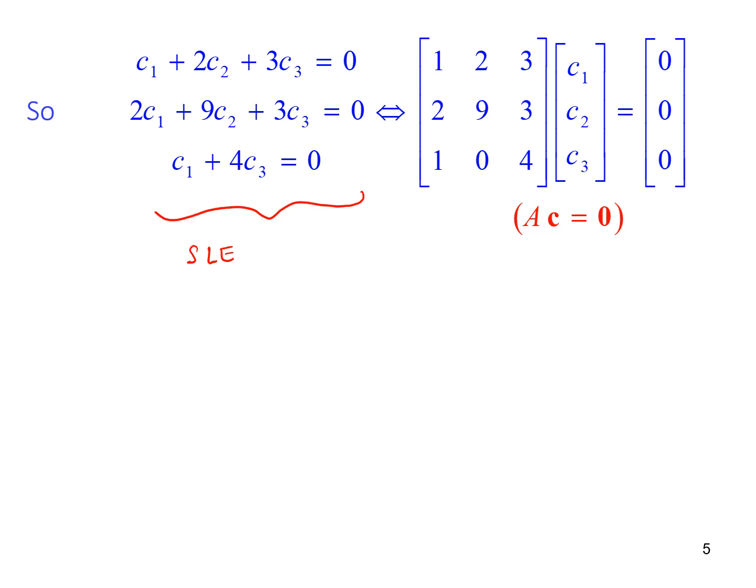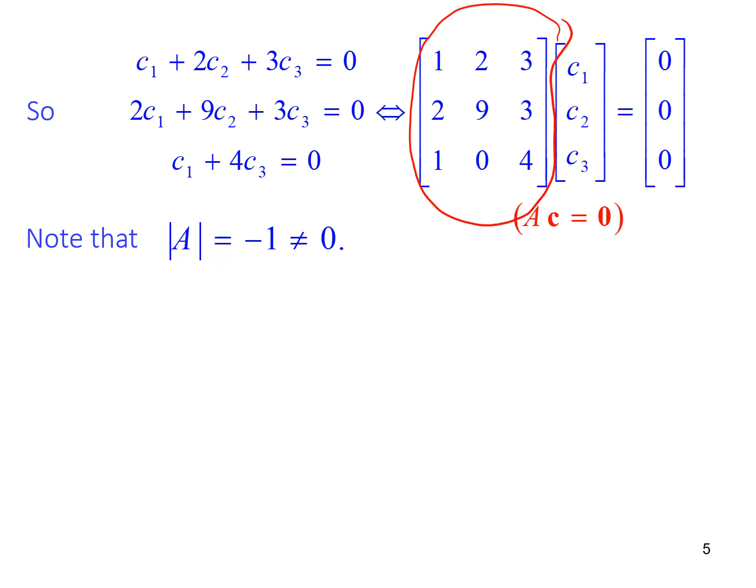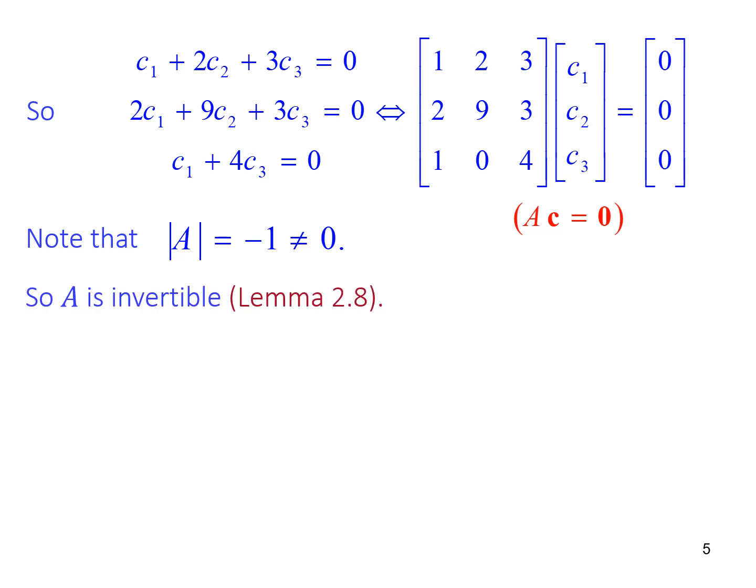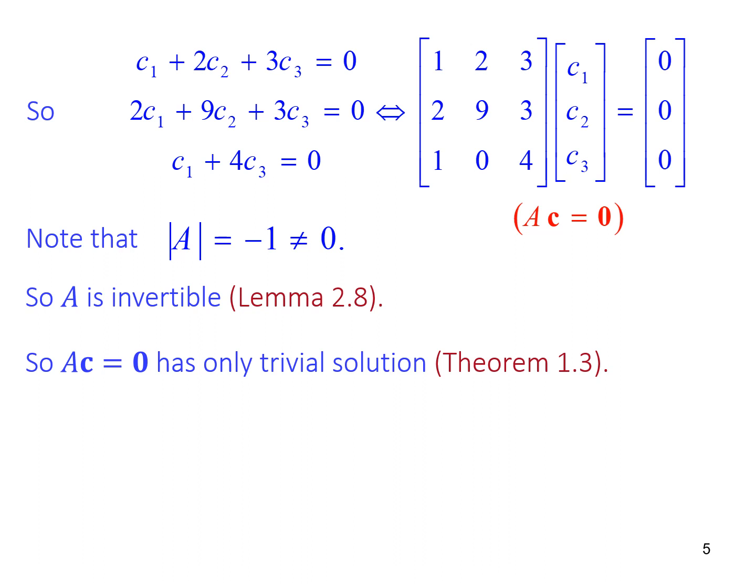To do that, we get the coefficient matrix for the system of linear equations, as given by the matrix A in the slide, and then we find its determinant. We found that the determinant of the matrix A is not equal to 0. And by Lemma 2.8, you may refer to this lemma, since the determinant of A is not equal to 0, then A is invertible. And then by Theorem 1.3, since the coefficient matrix A is invertible, this system of linear equations has only the trivial solution.